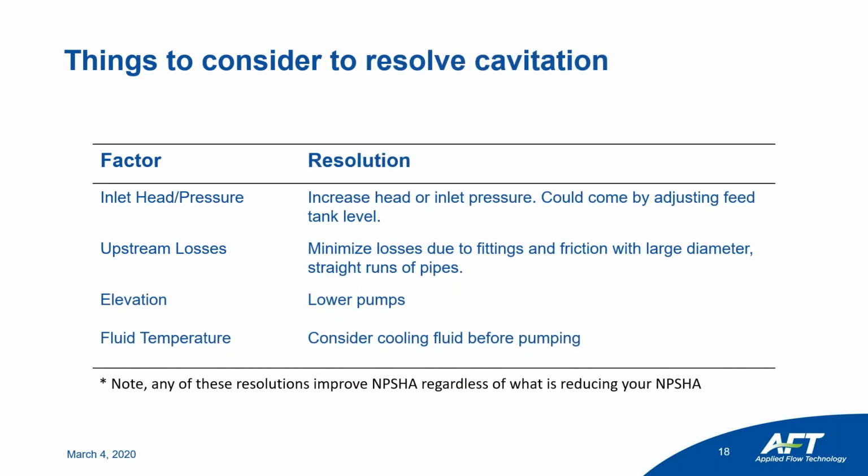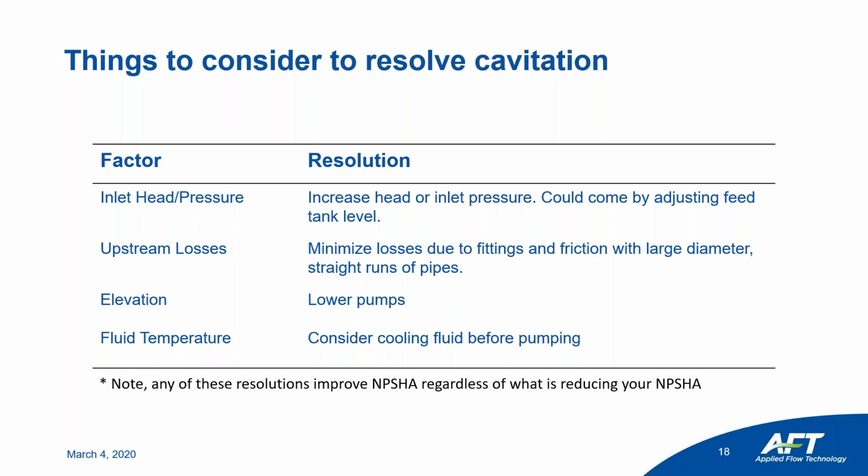So how can we try to resolve these things? How can we try to treat them? Well, essentially, we just try to do the opposite. So if our inlet head pressure is too low, we can try to increase it. We can try to adjust the tank level if we're pulling from there. Our upstream losses, we can try to minimize in our design. Maybe we could fit a larger diameter pipe so there's not as much frictional loss from just flowing through the diameter. We can also change our elevation.